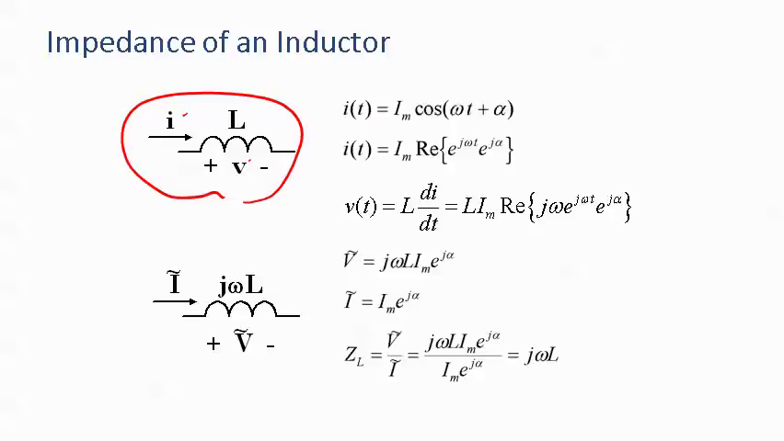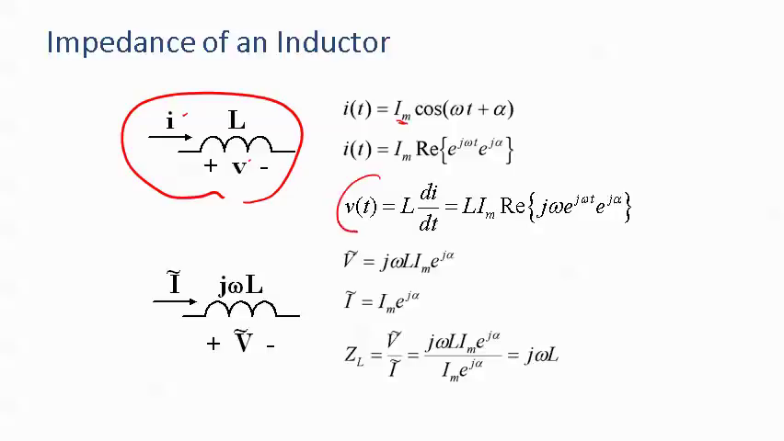We'll look at the current first. It's got a peak value. It's the cosine of omega t plus alpha. If we rewrite that in terms of Euler's function, we write the peak value times the real part of e to the j omega t times e to the j alpha. And that's still a time varying function. It's the same thing as the line above it.